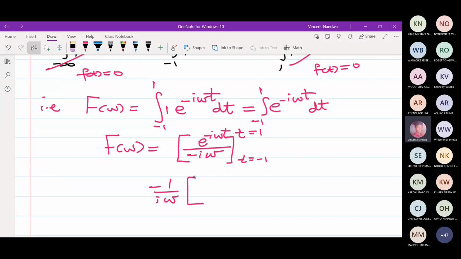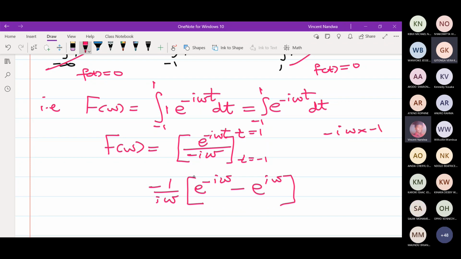So for the upper limit, when you put 1, we'll have e raised power minus I omega, minus e raised power, what will be my power? Where t is, I put negative 1. What will be the power of e? Positive I omega, okay? Also we'll be having negative I omega times negative 1.